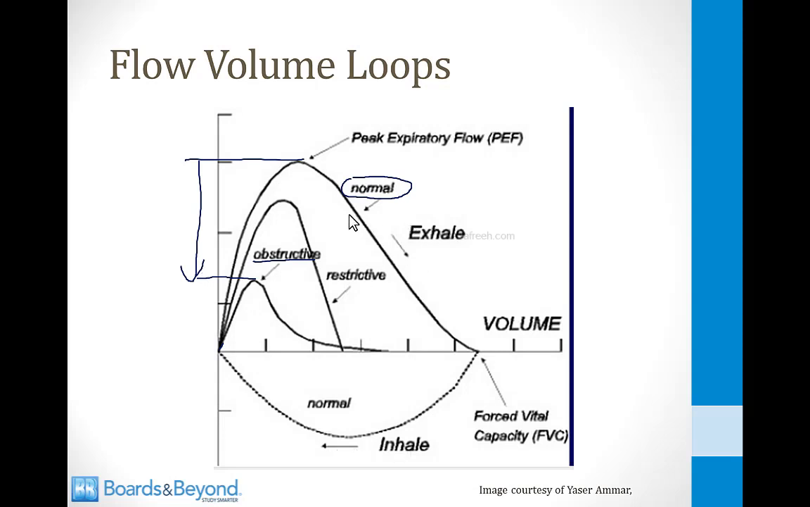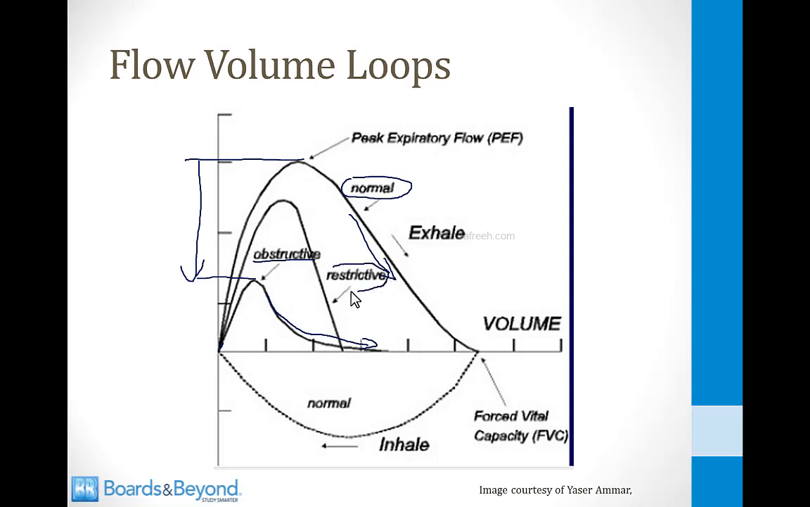In addition, notice that the normal curve has this rapid downslope here, whereas in obstructive, it's got this gentle, gradual slope here. And again, that's because of the obstruction. It changes the shape of the downslope of the pulmonary function testing flow volume loop.